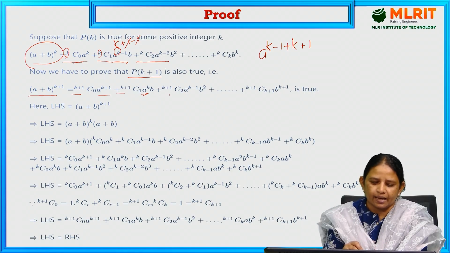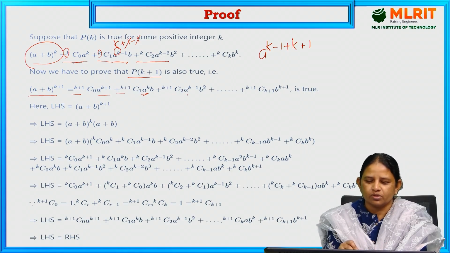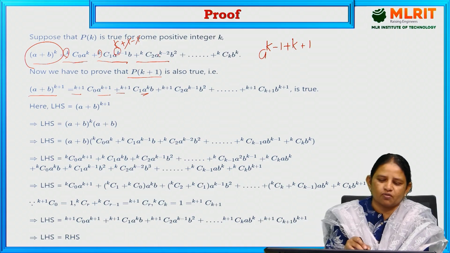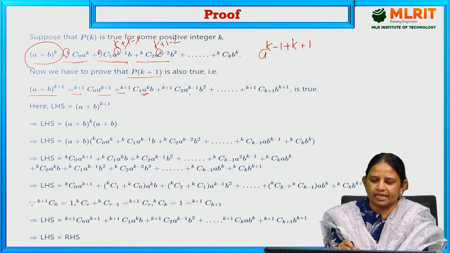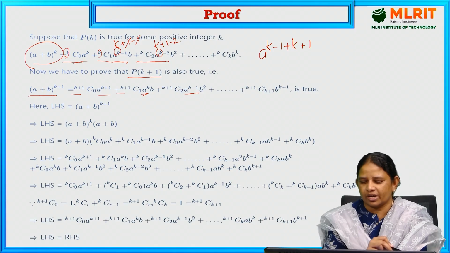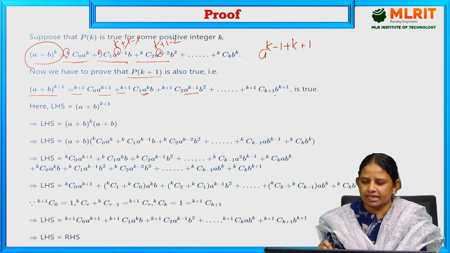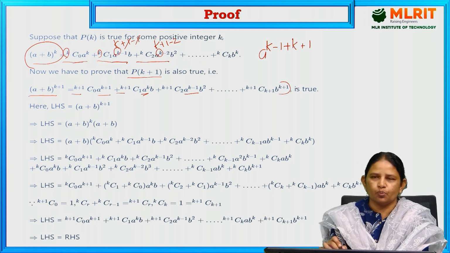Next, k plus 1 c2, then a to the power of, in the place of k, you have to substitute k plus 1 minus 2. You'll get k minus 1. The third term is a to the power of k minus 1, b square, and so on, k plus 1 c k plus 1, b to the power of k plus 1. We need to prove that this is true. We need to prove this value.